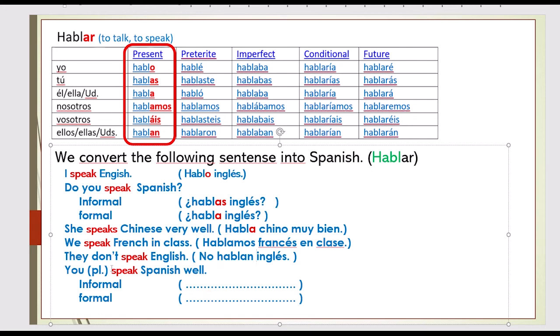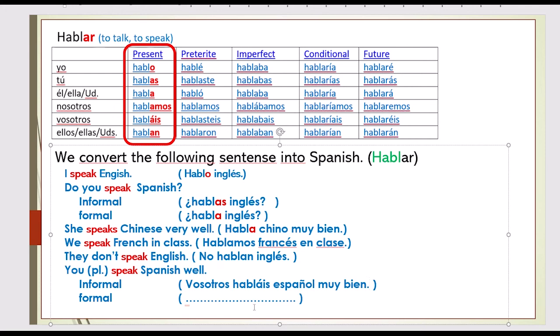And finally, the you in plural form. In English, you can be singular or plural, but in Spanish, you in singular and you in plural are different. So when it's you in plural, I have to use two forms, vosotros or ustedes. Here, the informal form is vosotros. So you put vosotros habláis español muy bien. You, plural, speak Spanish well.